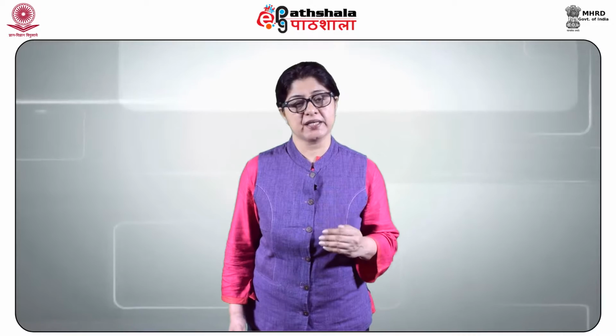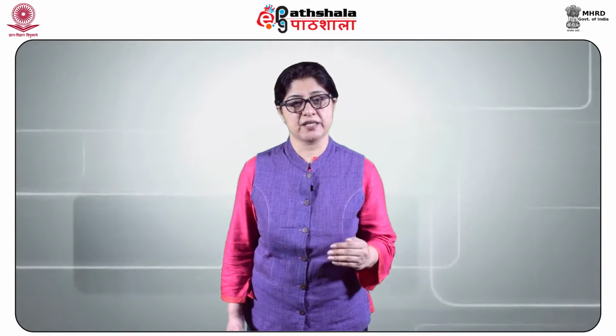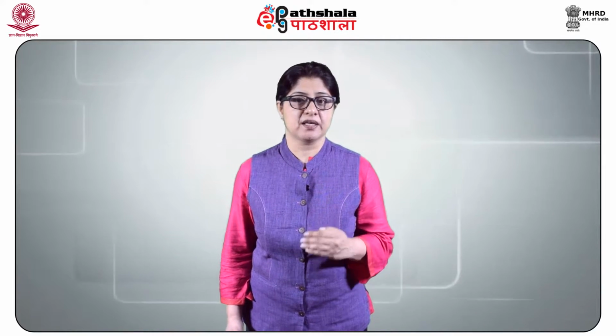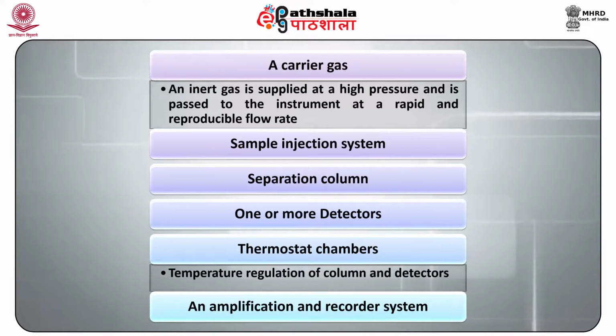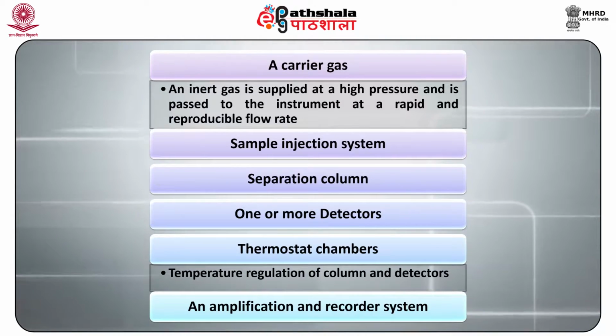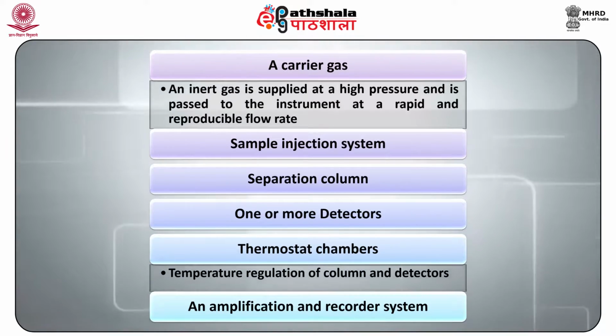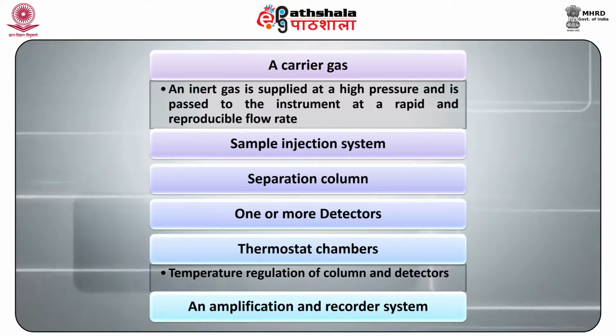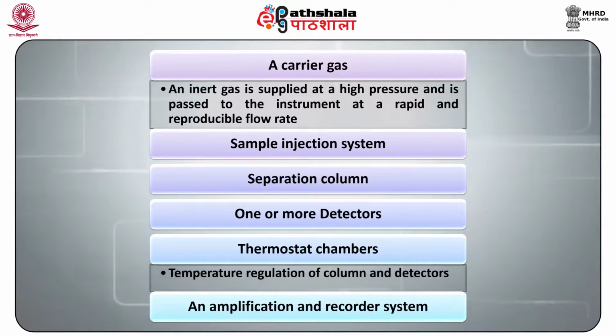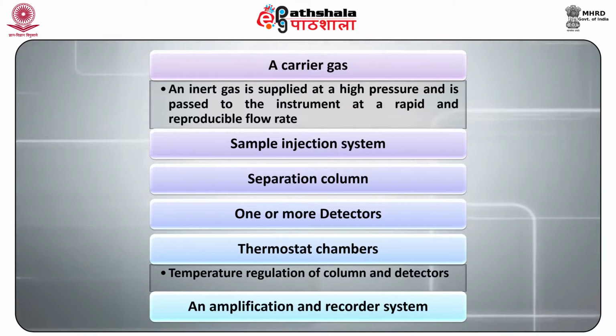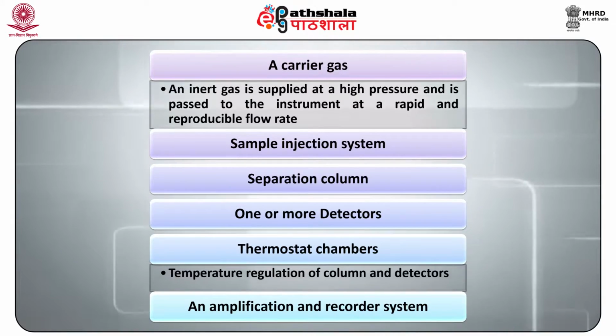Basically, all gas chromatographs, whether GLC or GSC, consist of 6 basic components: a carrier gas, which is an inert gas supplied at a high pressure and is passed to the instrument at a rapid and a reproducible flow rate; a sample injection system; the separation column; one or more detectors; a thermostat chamber for the temperature regulation of the column and the detectors; and finally an amplification and a recorder system.